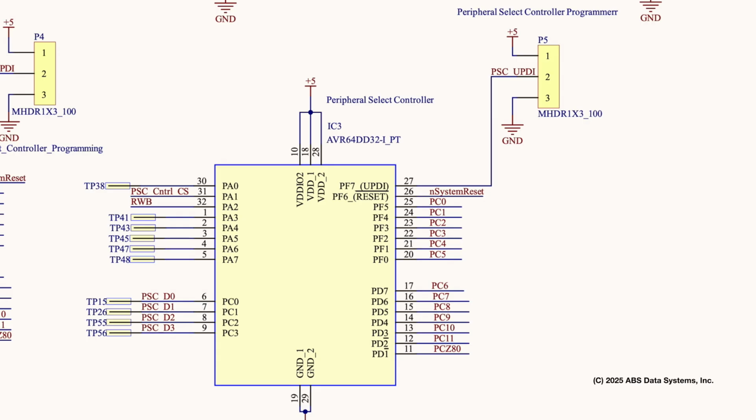IC3 is the Peripheral Select Controller. It is used to set the chip select line for the bus connector that we want to communicate with. Note, the software in the AVR is programmed to only allow one chip select to go active at a time.